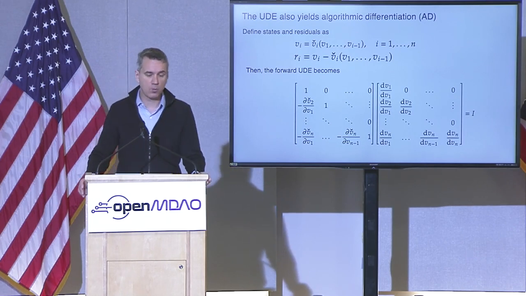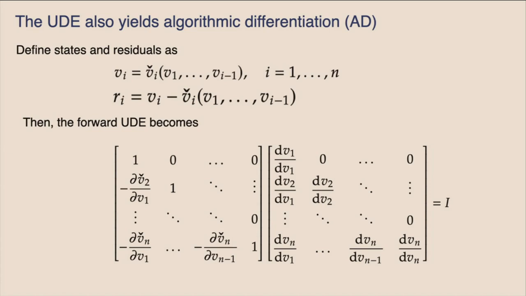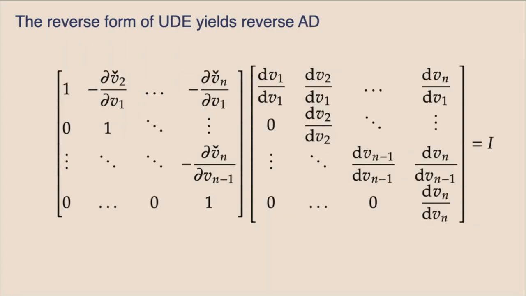So now we define the U's as V's, okay? And now it's every single variable in the code. So that U, the state variable, is every single variable in the code, and the residual is the difference between what's actually computed and the independent variable. And if you plug that in, you end up with the automatic differentiation, as well as the reverse one for the right-hand side of the UDE.